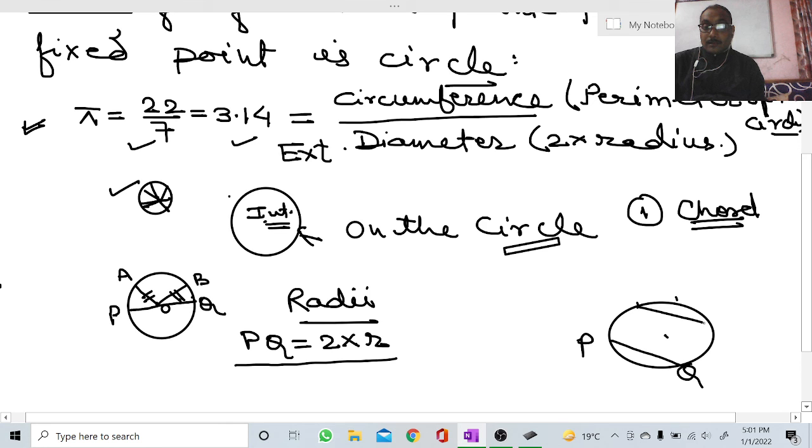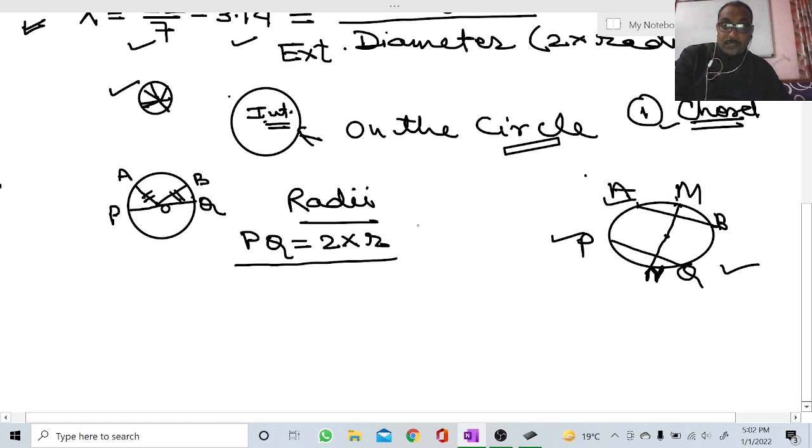See, AB is also line segment, and if it has two end point on the circle, MN is also having two end point on the circle. So AB, PQ and MN all are chords. And do you guess which chord is the longest? MN is the longest chord because it is the diameter. So you can say diameter is the longest chord. Clear? Good. So diameter is the longest chord and its length is 2 times radius of the circle.